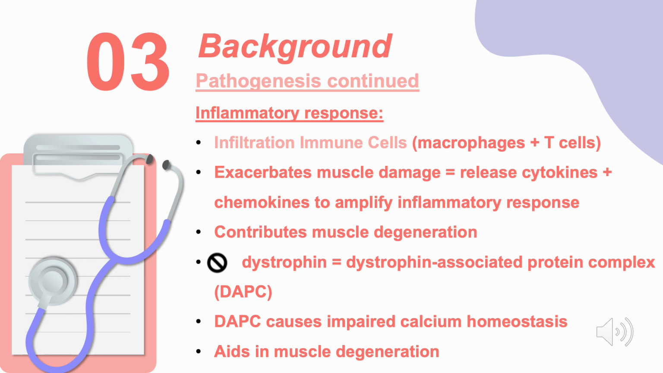The loss of dystrophin affects the dystrophin-associated protein complex, which is referred to as DAPC, that contributes to the structural support of muscle fibers. This causes impaired calcium homeostasis, aiding the muscle degeneration in DMD.